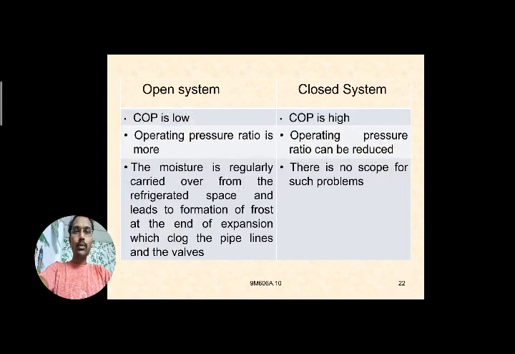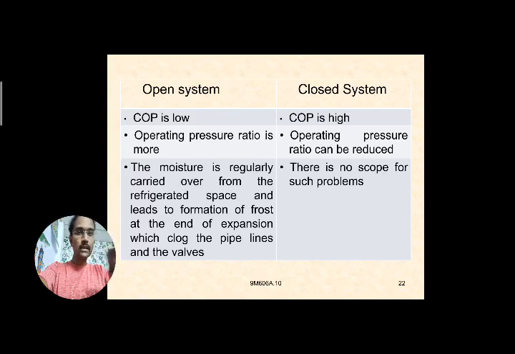Next, see the third point: COP is low. This is also one reason why, because the more the pressure ratio is there. So operating pressure ratios are more in the open system, and reduced operating pressure ratios will be there in the closed system. So this is one difference which is responsible for low COP in the open system, and in the closed system COP is high. This is the third point.